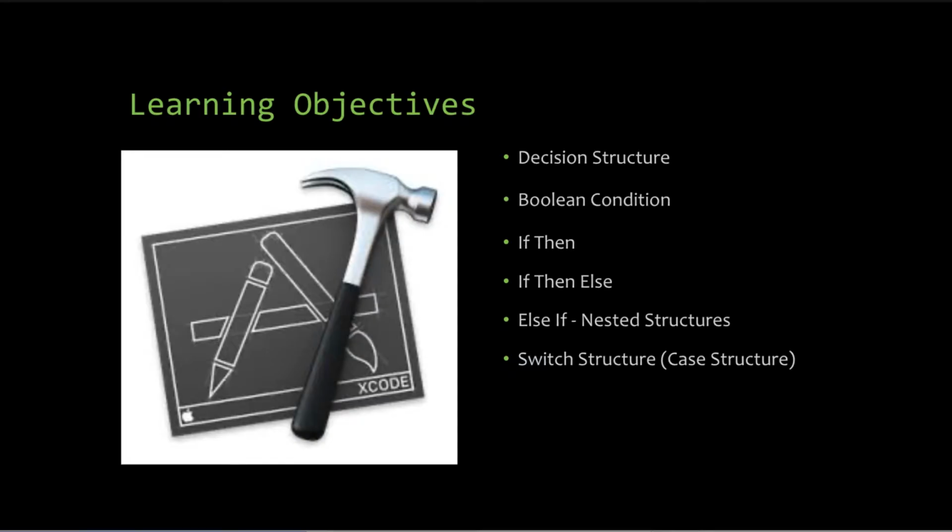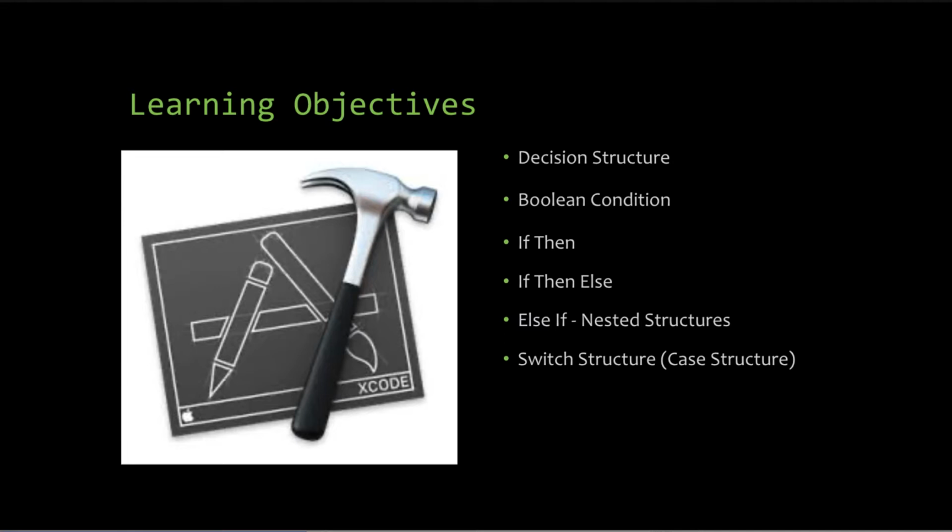Our learning objectives are going to be, well, how does the decision structure work? We're going to look at Boolean condition. We're going to look at the if-then, the if-then-else, the else-if nested structures, and also look at the switch structure, which is sometimes called a case structure in other programming languages. The decision process is fundamental to computers. All computers have to make a decision.